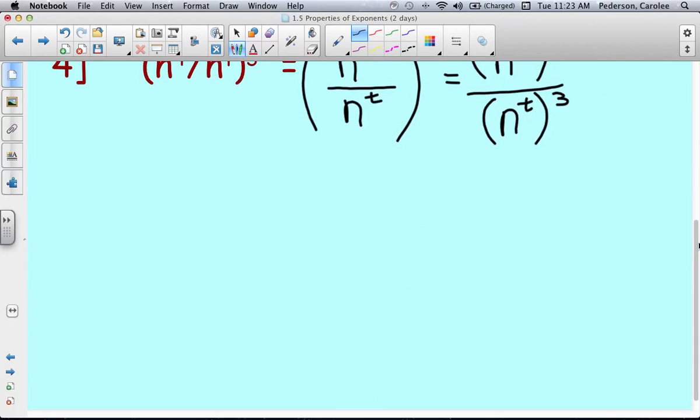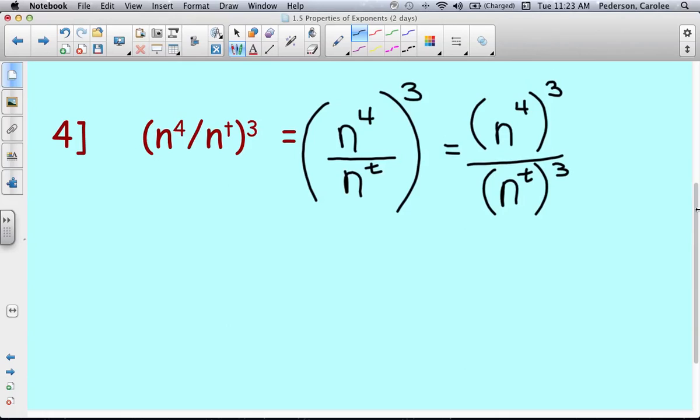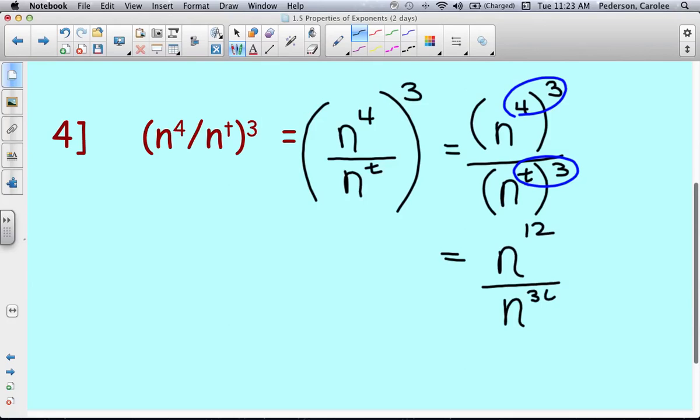Now, to simplify that, the power to the power rule says that I can multiply my exponents. I'm going to multiply my 3 and 4. I'm going to multiply my 3 and my t. So I get n, 3 times 4 is 12, over n raised to the 3t.